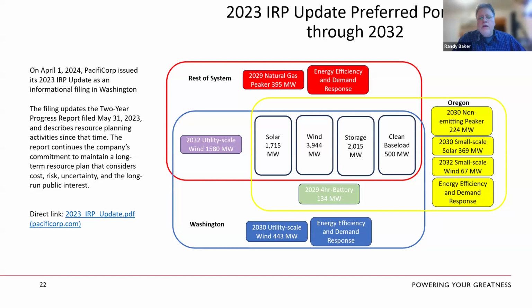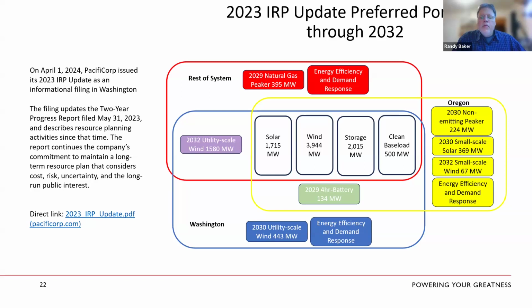And you know that because the red and the yellow boundaries for the other states do not overlap with those two blue resource selections. You also know that Oregon and Washington share some 4-hour battery, 134 megawatts of it in the year 2029. And that's that little green box where only Oregon and Washington overlap.